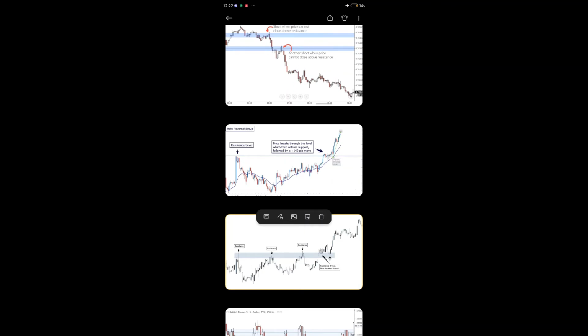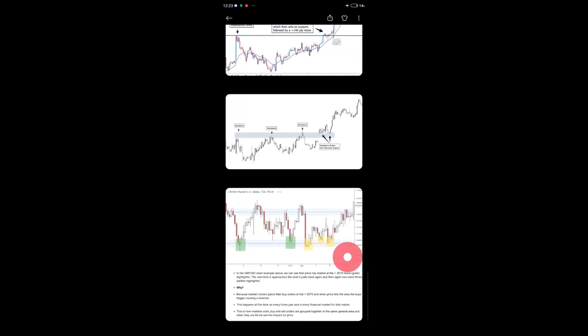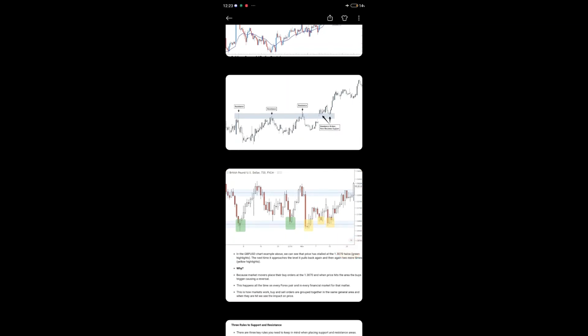As you can see, here is another one where we had bounces there, more than 5 bounces, and here we had other bounces. So you put your resistance level there and your support level there, and as you can see in this chart, the price has stalled at 1.3070. This is at this point twice in the green. This is the green highlights. The next time it approaches the level, it pulls back again, and then again 2 more times in the yellow.